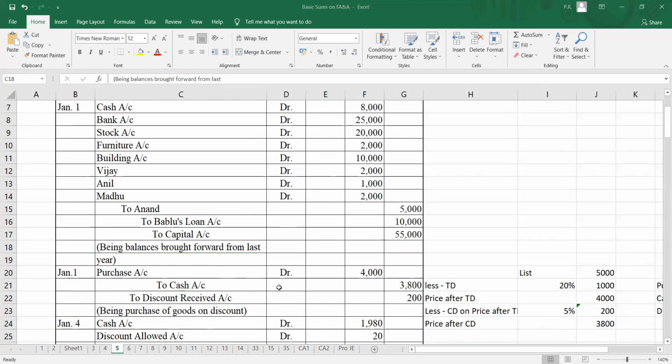Now the next transaction given to us is that on January 1, there was purchase of goods worth rupees 5,000 for cash, less 20% trade discount and 5% cash discount. So over here, we are purchasing goods worth rupees 5,000, but are we paying 5,000 rupees? No. The list price is 5,000 rupees. From that, the person is going to give us a trade discount. As we discussed in the class, trade discounts are given because people buy a certain quantity or in bulk. So it's a discount for bulk purchase. 20% trade discount on 5,000 is 1,000 rupees. So the price after the trade discount is rupees 4,000.